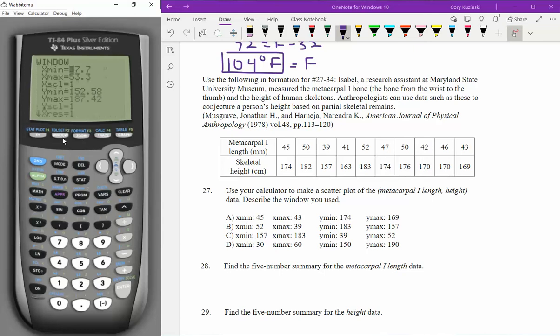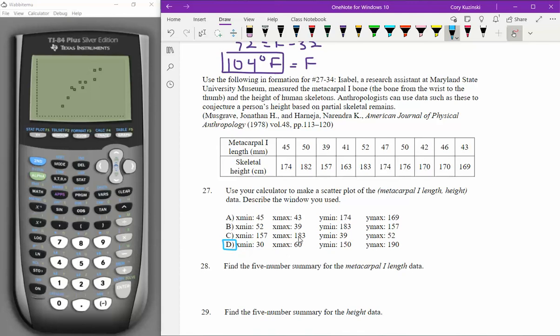And if you check the window, you can see that we want probably choice D there, from 30 to 60, and from 150 to 190. That'll include everything. So choice D.